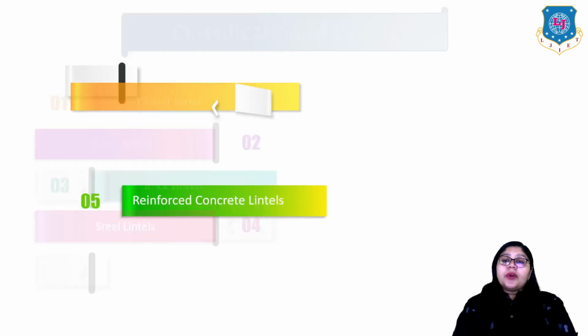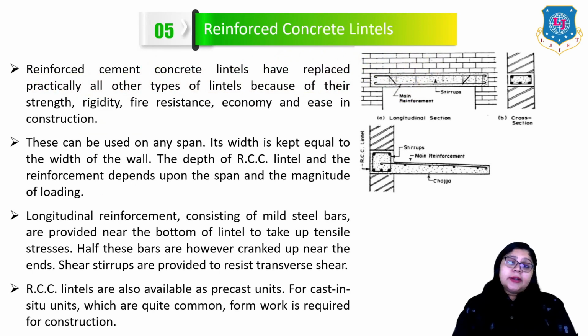Now let us move to the fifth one, which is reinforced concrete lintels. Reinforced cement concrete lintels have replaced practically all other types of lintels because of their strength, rigidity, fire resistance, economy and ease in construction. This can be used on any span. Its width is kept equal to the width of the wall, and the depth of the RCC lintel and the reinforcement depend upon the span and the magnitude of the loading.